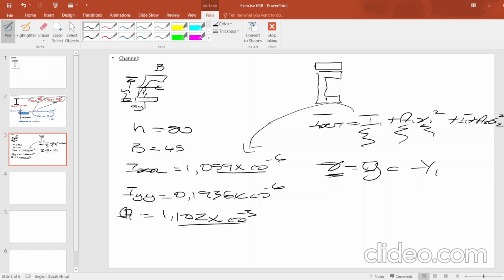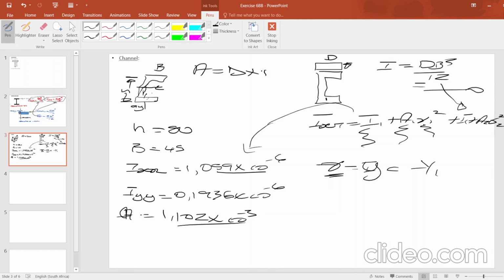Then in this case, on the flat bar, this is your D, this is your B. Then we need to calculate the I. It will be DB cubed divided by 12. We take the value we have calculated here, we put it there. Then the area of this flat bar will be D multiplied by B. We take the value of that area, we put it there. Then the R, we have to calculate it using that formula.